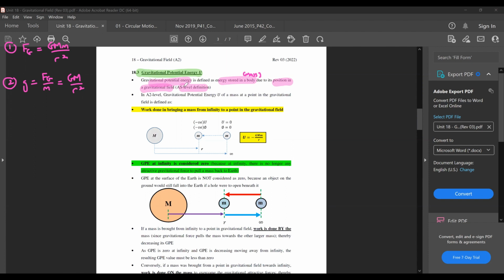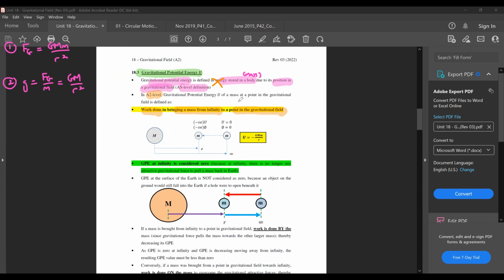If we ask you what's the definition of gravitational potential energy, and you say this, it is okay for AS. But if we ask you the same for A2, you cannot use that. You have to use a more precise definition, which is actually the work done in bringing a mass from infinity to a point in the gravitational field. So if we ask you in A2, what is the definition of gravitational potential energy? It is the work done to bring a mass from infinity to a point in the gravitational field.